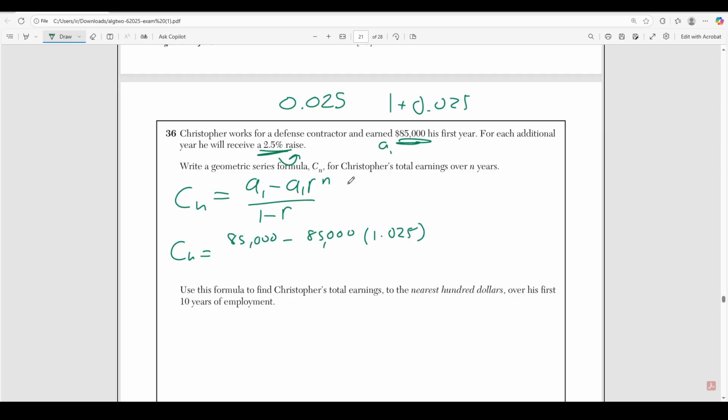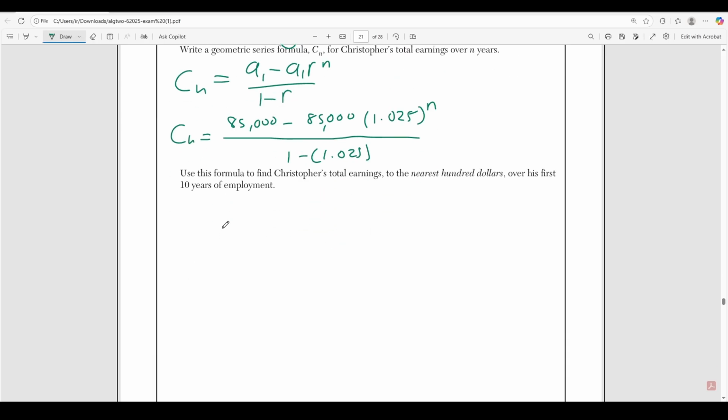That's the increase here. And that's going to be to the power of n, and that's going to be divided by 1 minus your rate, which is 1.025. Now, if he was decreasing, if he was losing money at a rate of 2.5, you would have to do 1 minus that rate. But whenever you're increasing, you just add 1 to it before you plug it in, and that'll get you full credit for this part.